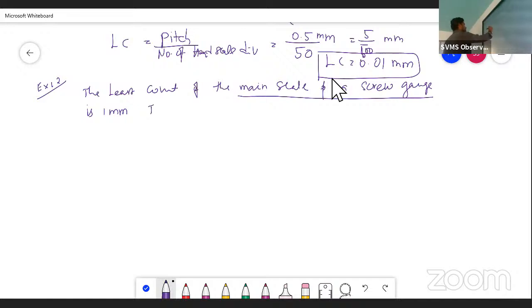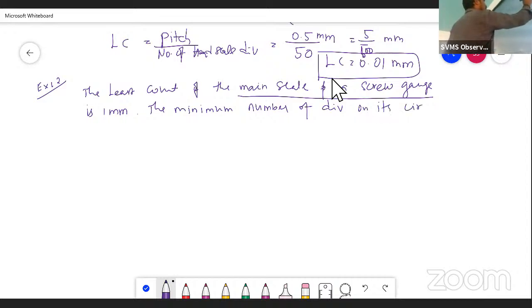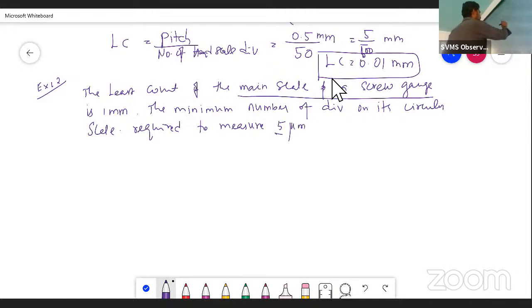First of all, I want to measure the minimum number of divisions on its circular scale. Who is this circular scale? This is the head scale. Circular scale is also called the head scale. Required to measure, listen to me, required to measure 5 micrometer diameter of the wire. Yes, I want to get this.